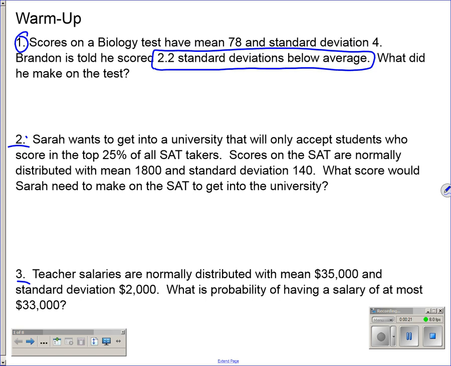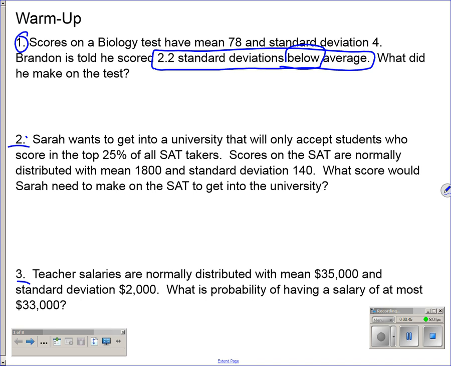Okay, so biology test, you got a mean of 78, standard deviation of 4. Brandon was 2.2 standard deviations below the average. What did he make on the test? So what value am I asking for here? Well, a value. But how do I set up an equation to solve for that? Like using the z-score. It's like the only formula you got to memorize for this test.